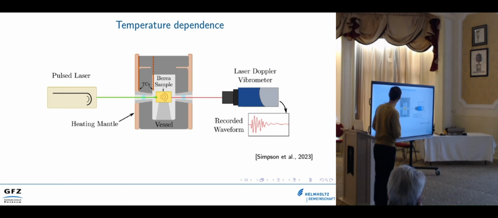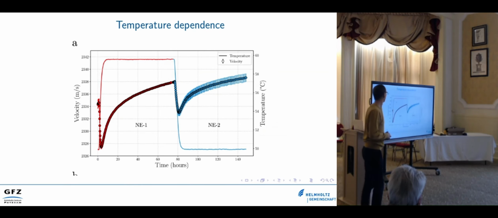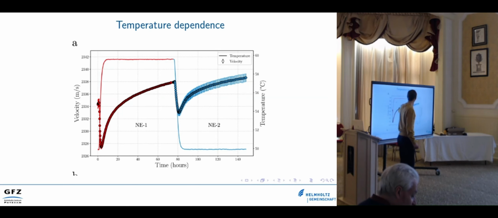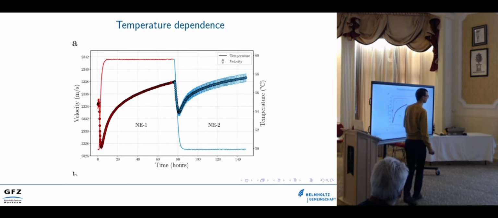I don't know what you would expect, but when you heat the sample from 50 to 60 degrees, the velocity actually drops. It drops while you're heating, and then it recovers and stabilizes, but there's a long-term trend due to the environmental conditions. But then what happens when you decrease the temperature? It's not that you have an increase in the velocity, but you again have a decrease in the velocity, and you have a recovery to some steady state.